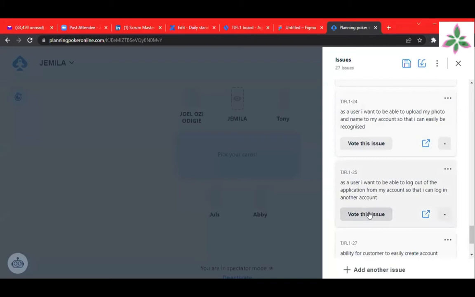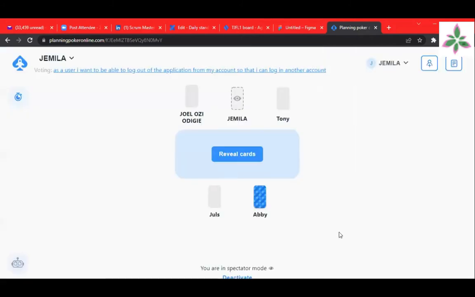Okay, so as a user, I want to be able to log out of the application from my app so that I can log in to another account, right? Okay, so I'm going to focus on this issue now. Trying to figure out that story.